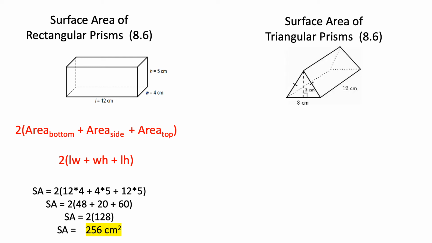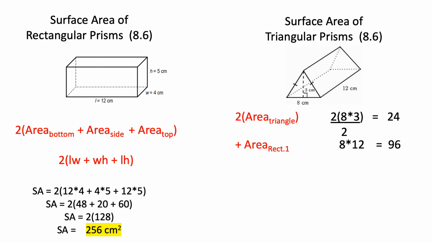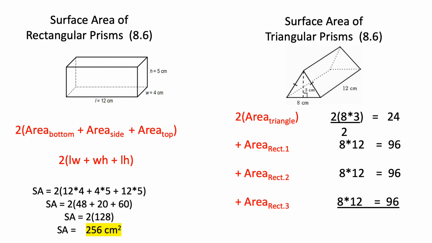The surface area of triangular pyramids or prisms. If you look at this prism, again, prisms have 2 bases and rectangular faces. So we would find 2 times the area of the base plus the area of rectangle 1 plus the area of rectangle 2 plus the area of rectangle 3. That would give us a combined surface area for this prism of 312 centimeters squared.